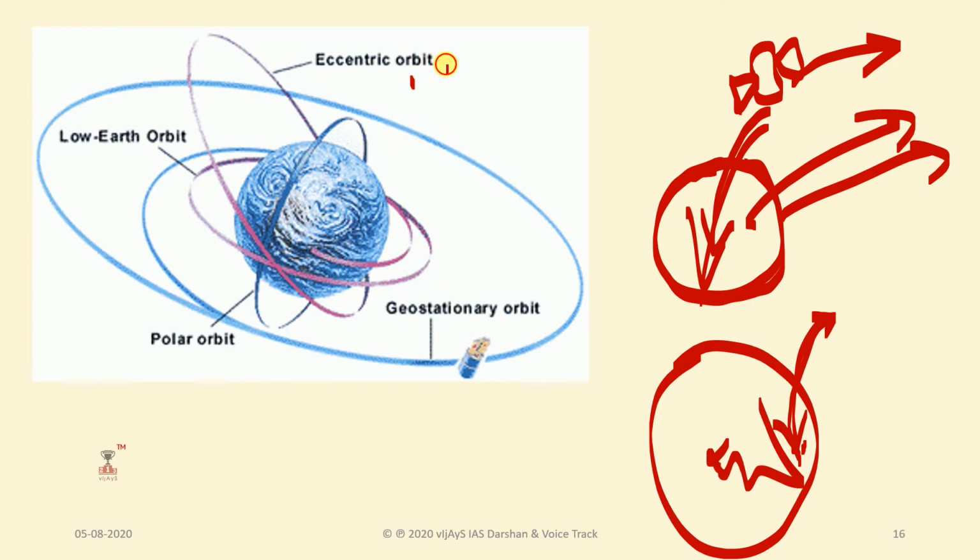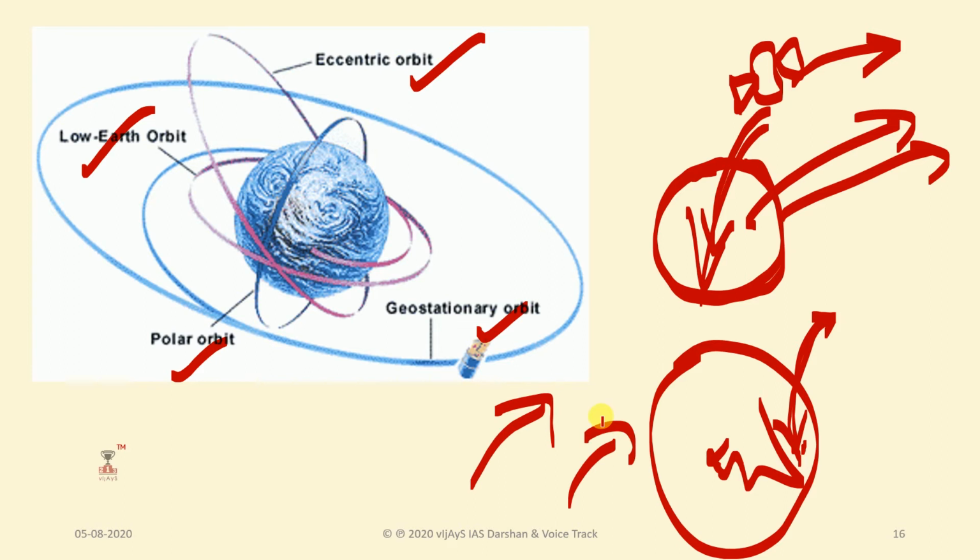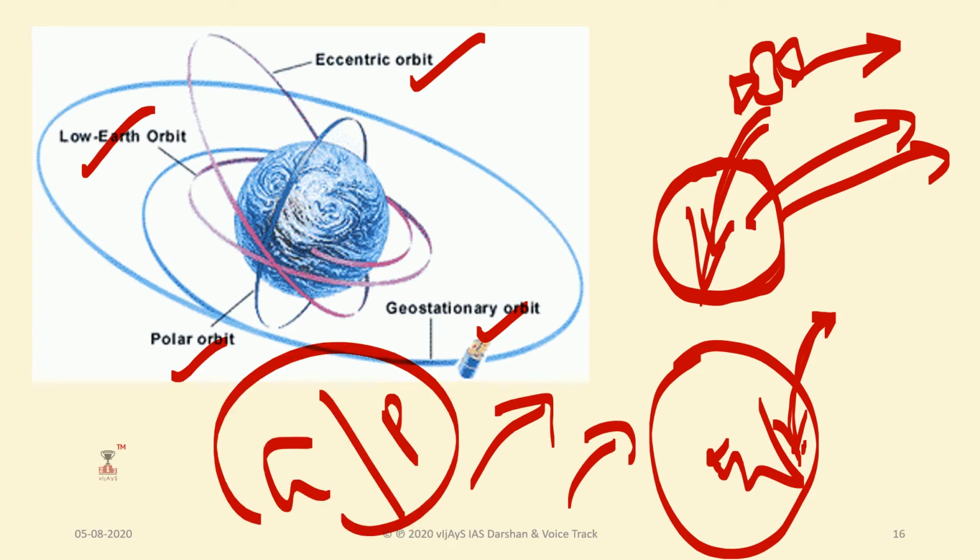So as we discussed here, eccentric orbit, low earth orbit, geostationary orbit, polar orbit: different heights, different speeds, and along with that they move along different paths also. And the common types are usually geostationary and polar.